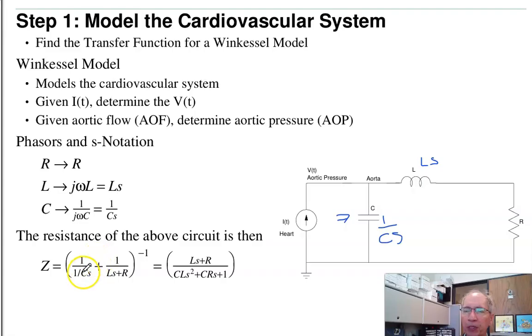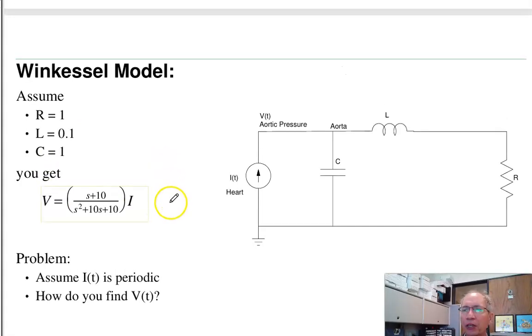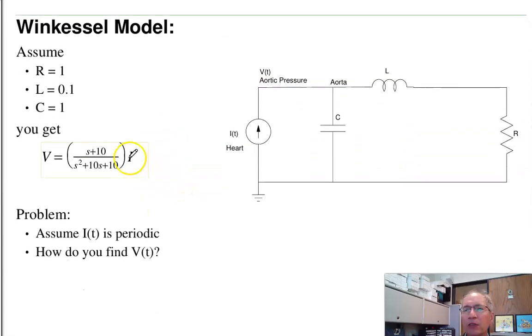Doing a little bit of algebra, putting this over a common denominator, gives you LS plus R over CLS squared plus CRS plus 1. What that impedance tells you is that if I know the current, I times Z is voltage. Current times this transfer function gives you voltage. So if I plug in a number, just chosen at random, R is 1, C is 1, L is 0.1, it gives you this as the transfer function. That's the transfer function from current to voltage, or this is the differential equation that relates current and voltage. So that's the first part of this problem.